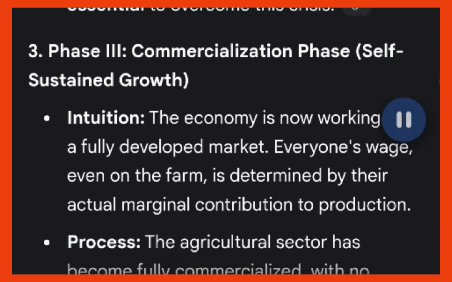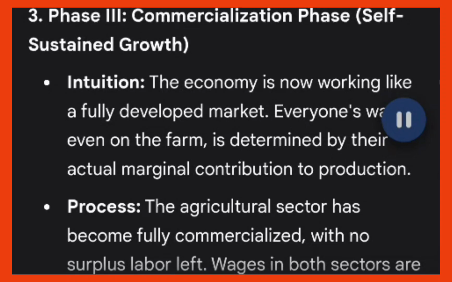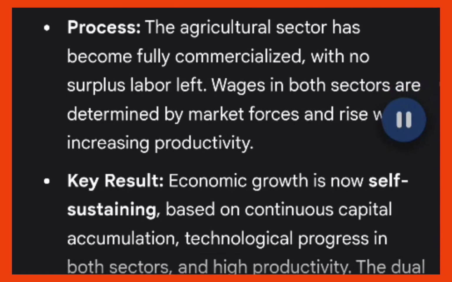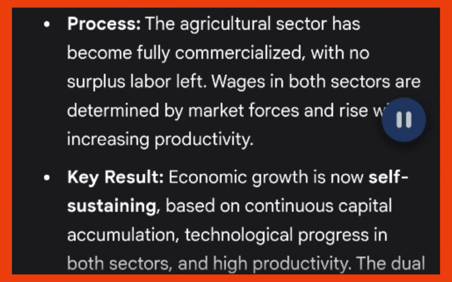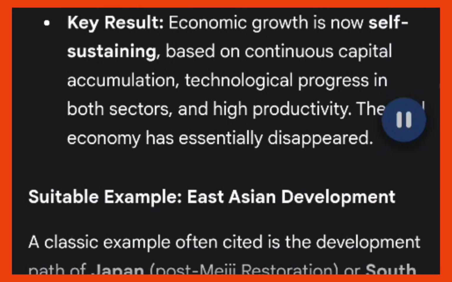Phase 3: the commercialization phase, self-sustained growth. Intuition: the economy is now working like a fully developed market. Everyone's wage, even on the farm, is determined by their actual marginal contribution to production. Process: the agricultural sector has become fully commercialized, with no surplus labor left. Wages in both sectors are determined by market forces and rise with increasing productivity. Key result: economic growth is now self-sustaining, based on continuous capital accumulation, technological progress in both sectors, and high productivity. The dual economy has essentially disappeared.